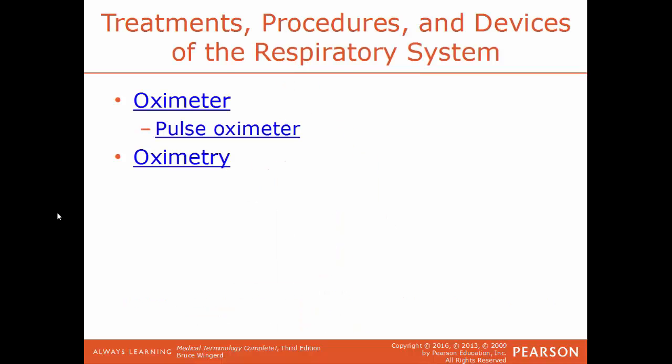Our next one, oximeter. This is a device that will measure the levels of oxygen in the blood. Usually a small device that can fit on the tip of a finger. Sometimes these are not only able to measure the levels of oxygen, but they're able to monitor the pulse in that patient also. So that would be a pulse oximeter. And our next term here, oximetry, is the process of measuring oxygen in the blood. And the tool that would be used to do so would be the oximeter.